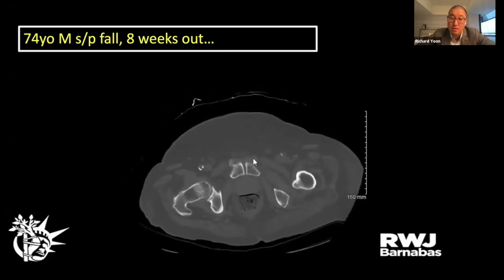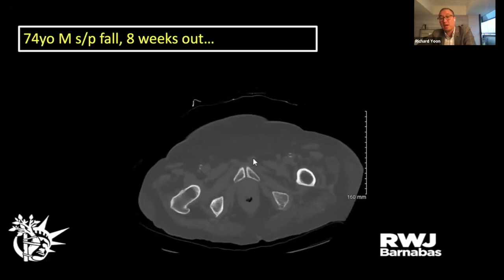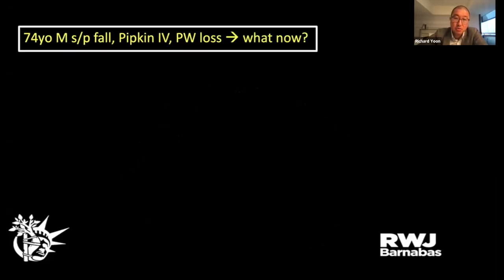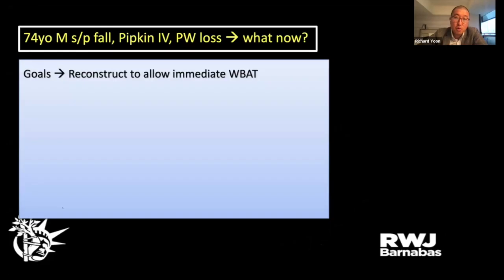This guy has a big problem in terms of reconstruction, and for this scenario, even as short a time as 8 weeks out, this is something that wasn't going to do well. So essentially, this is a Pipkin 4 with posterior wall loss. What do we do now?